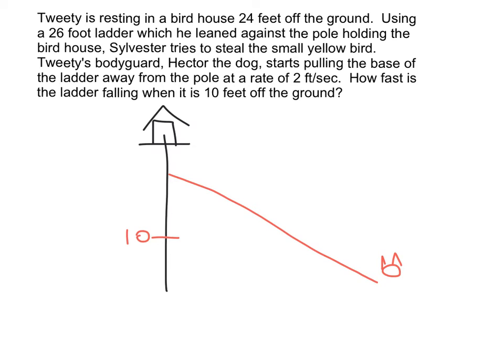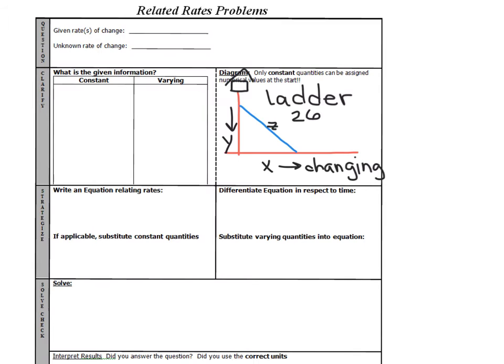Interesting problem. Well, what we're going to do is use a graphic organizer to solve these problems. Now, you will not have to use this graphic organizer every time, but in the beginning it kind of helps you know what parts are needed for a related rates problem. And the first thing you need to know is what is the given rate of change? Well, we are told that the ladder is moving away from the pole, so dx/dt is 2 feet per second.